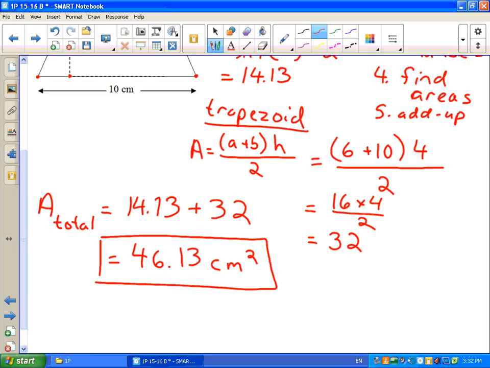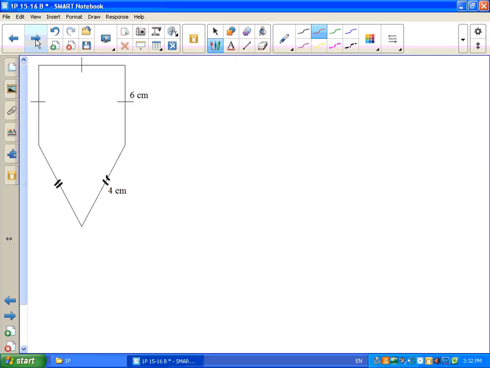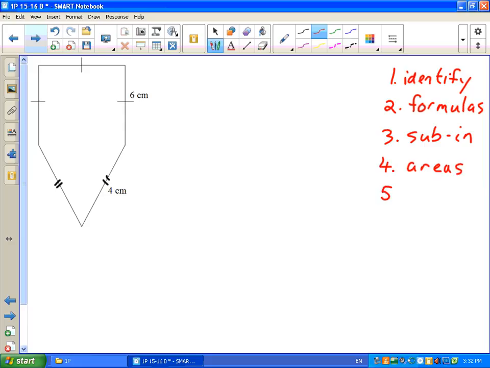Okay. So let's take a look at the next example. Here we have a composite shape, 2 simpler shapes put together, and again, we want to find the area. So let's just list our steps down the side. We're going to identify our shapes. Once we've identified them, we can look at what sort of formulas we need. We can sub in the numbers to those formulas. We can find the individual areas, and then 5, we can add them up.